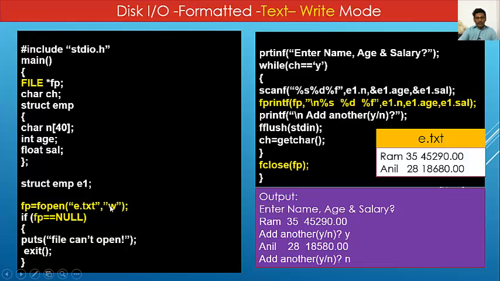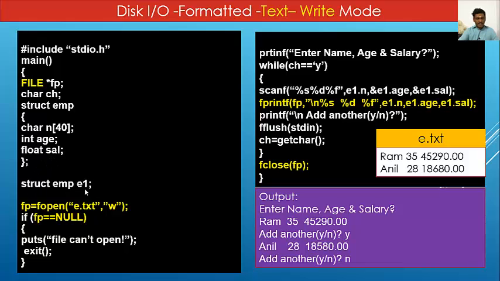If we want to store values of different data types in a file, formatted mode is required. Here we create one structure. FILE star fp is a file pointer variable. The structure is emp. Totally 3 elements are there: character array n of 40, integer age, and float salary. So totally 3 elements.